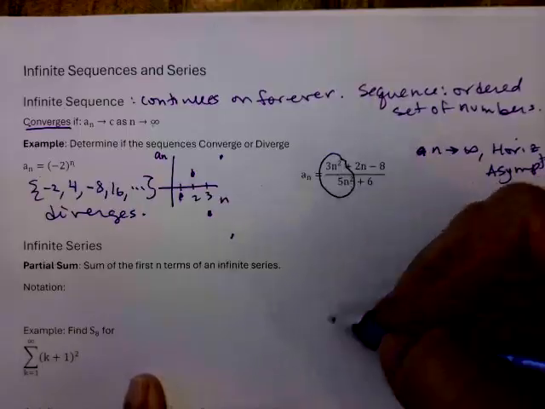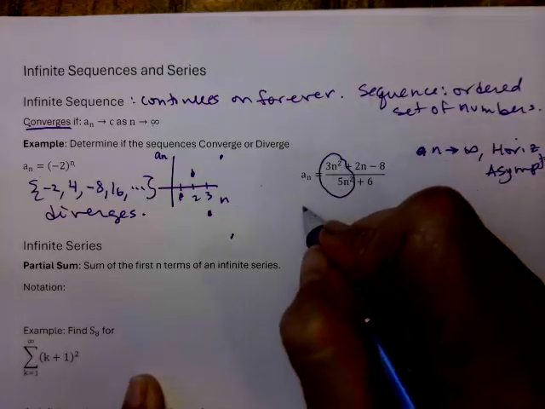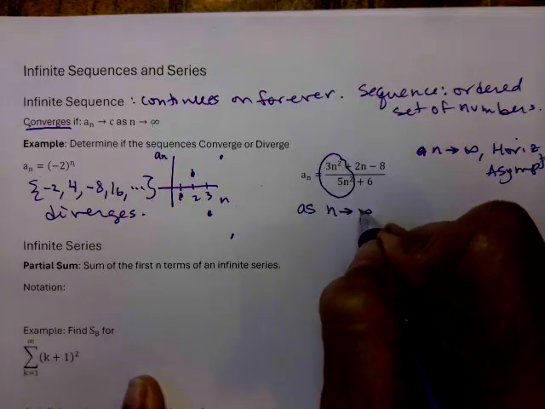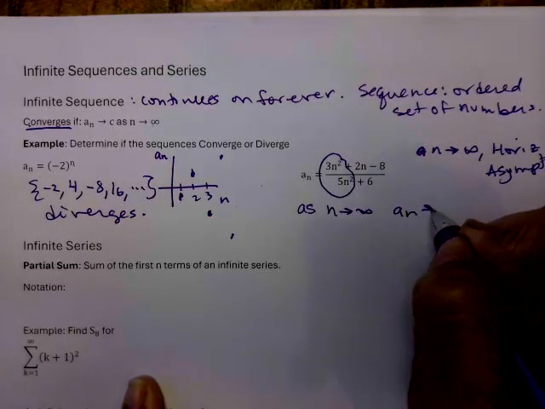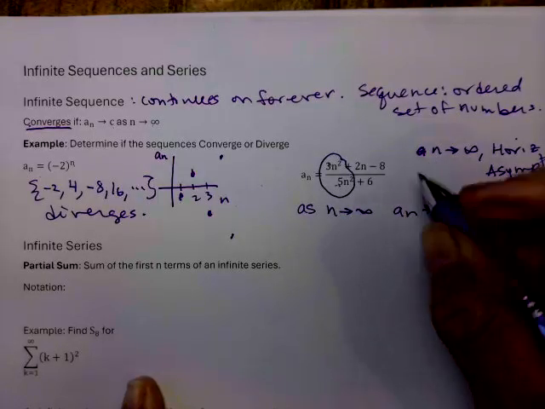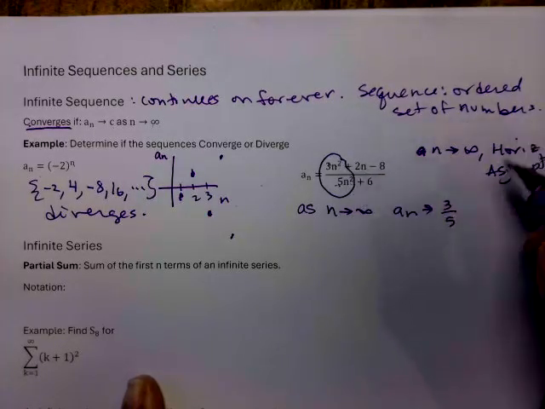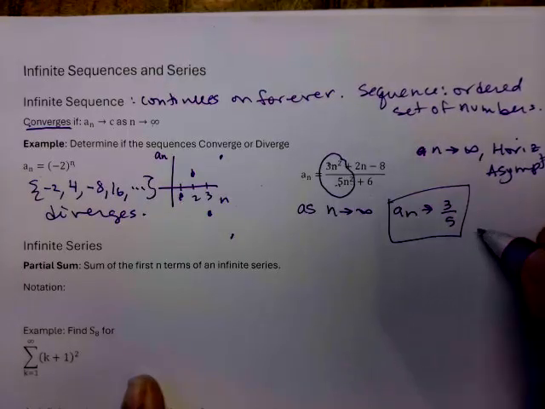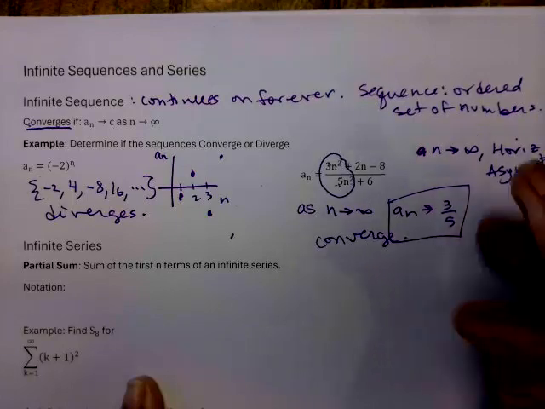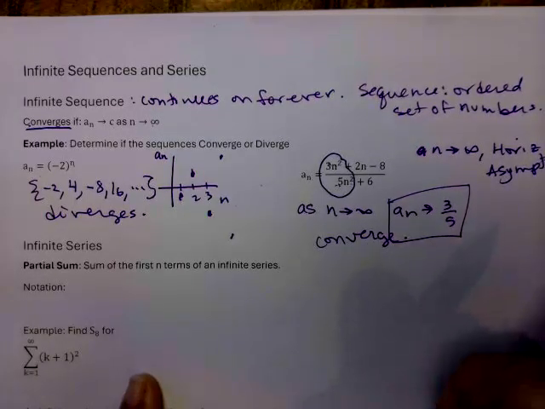But I know from my algebra life that as n gets big, those a sub n's will start approaching the ratio of those leading coefficients because the degrees were the same. This one does converge. The terms will all start looking like 3/5.